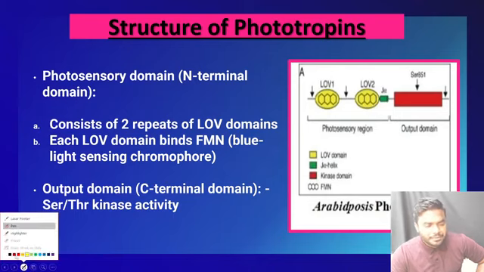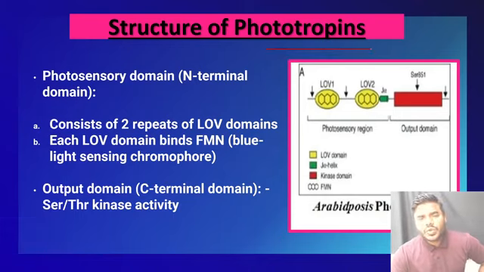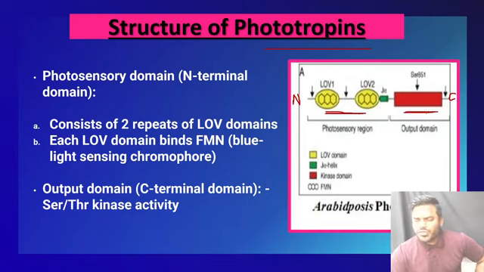I'll re-explain. If you look into the structure of a phototropin, it's a protein that consists of an N-terminal domain and a C-terminal domain. This particular phototropin is broadly divided into two regions. One we call the photosensory region, another one we call the output domain. Kindly do not forget this point.